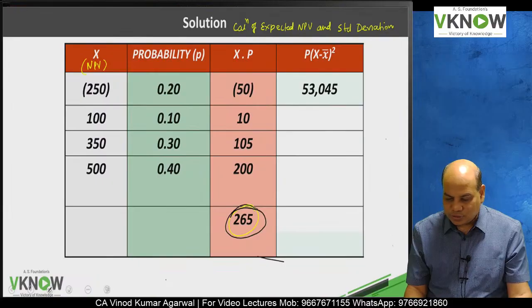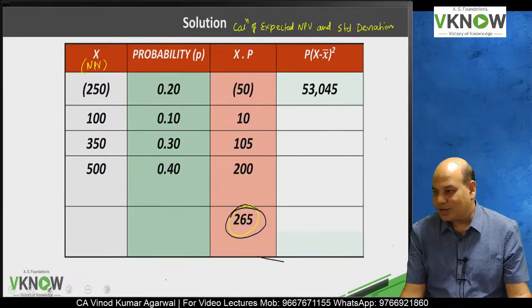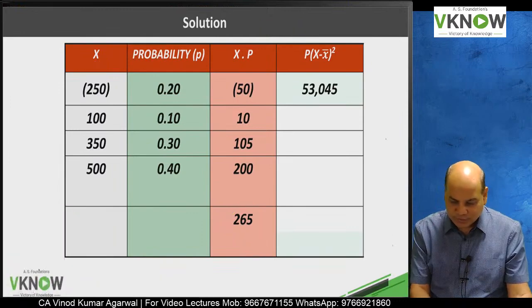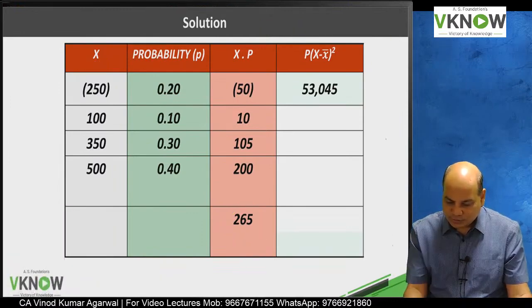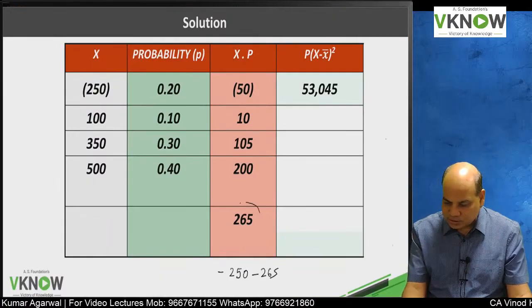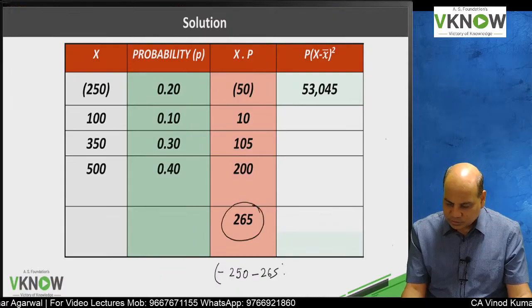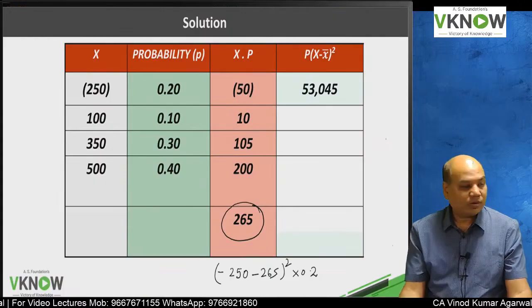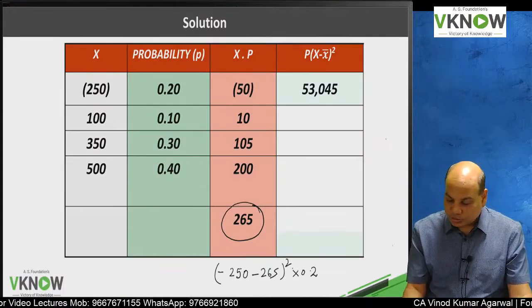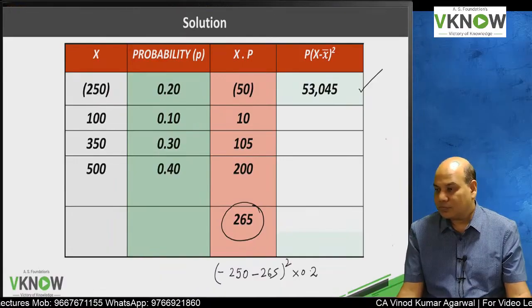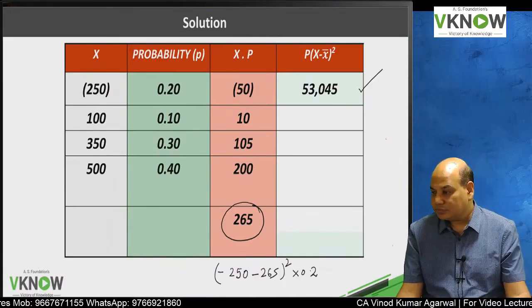Okay, now you compute p into x minus x bar square. How do I compute it? I will tell you one. First one is 250 minus 265, this is your x bar, take square into 0.2. This will be your first answer. Please check and confirm.